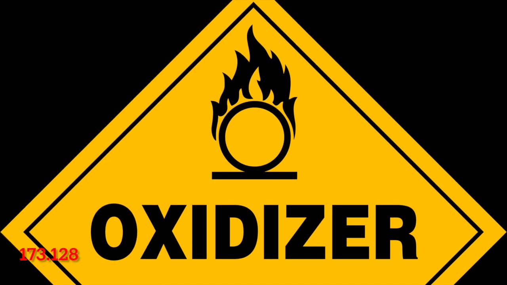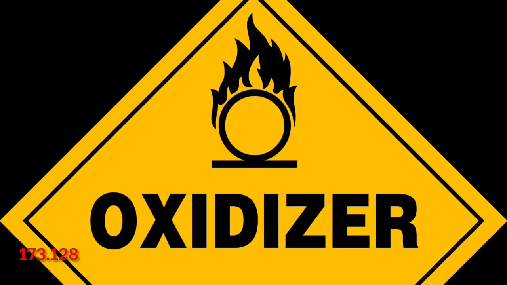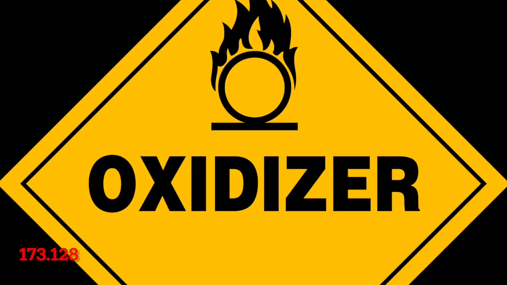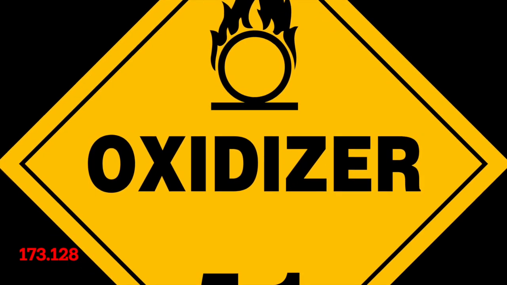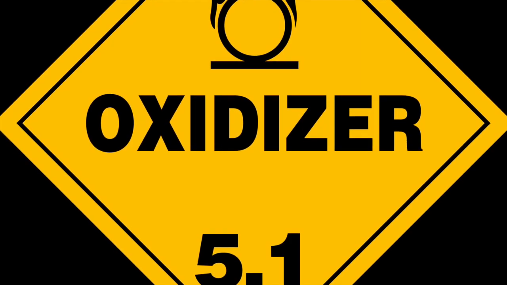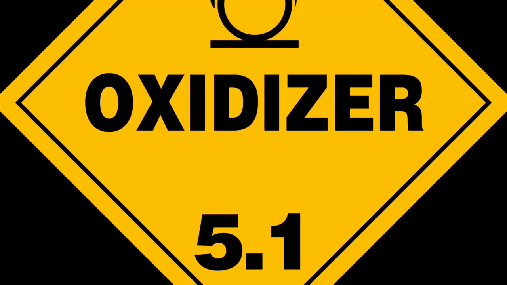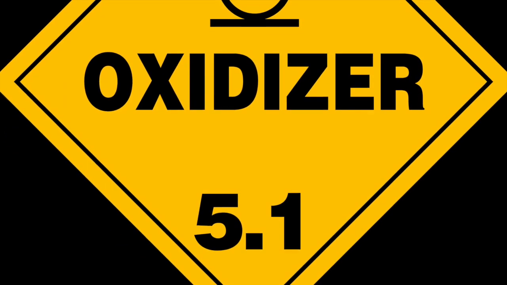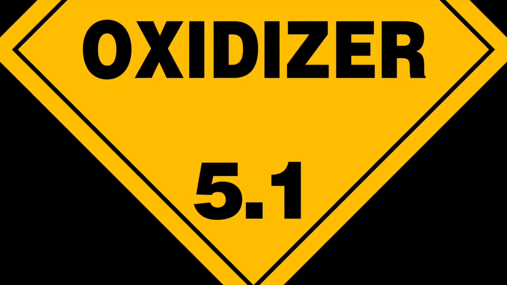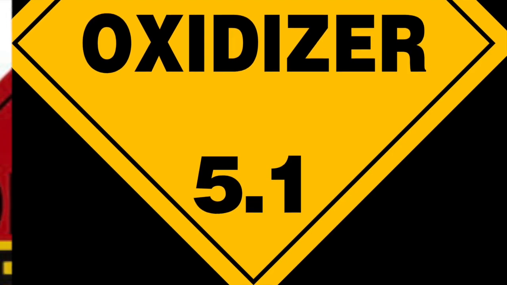Class 5 brings us to oxidizers, which are materials that can start and support a fire through the chemical reaction of oxidation. Organic peroxides are separated out because they provide everything necessary for fire in one chemical. There are two subsets of the class. The first, 5.1, are oxidizers. They're a material that may generally, by yielding oxygen, cause or enhance the combustion of other materials.